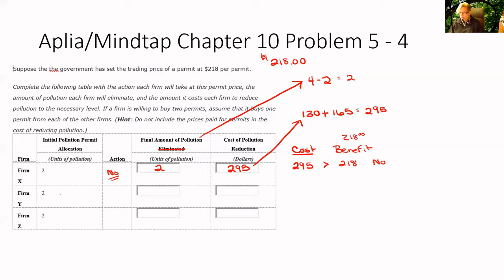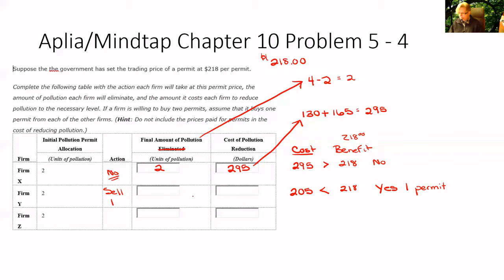Okay, firm Y. We're going to look at their cost. So for 2 units of pollution, it's 205. That's their cost. Their benefit is 218. So I would much rather have $218 than lose 205 because the 218 is greater. They are willing to sell 1 permit. Okay, so their action is sell 1.